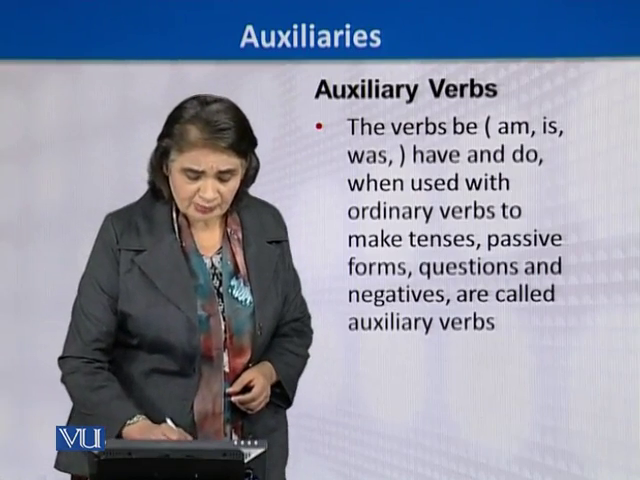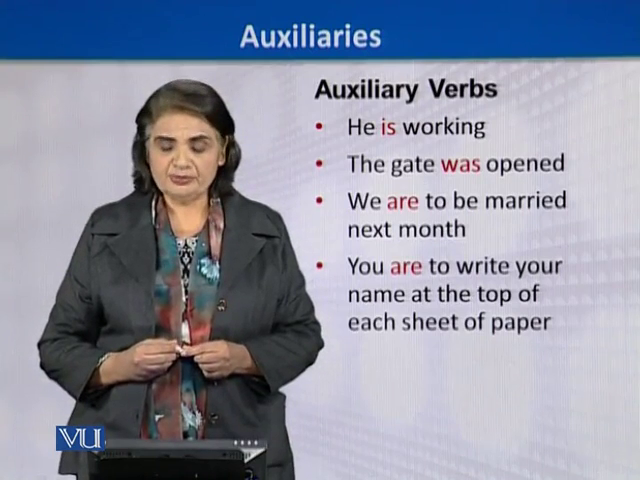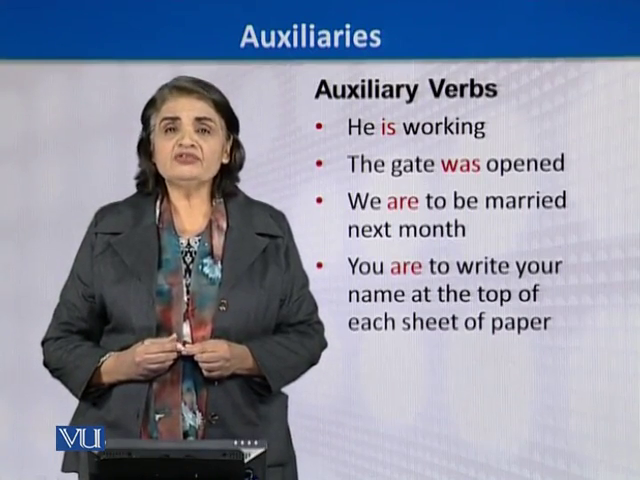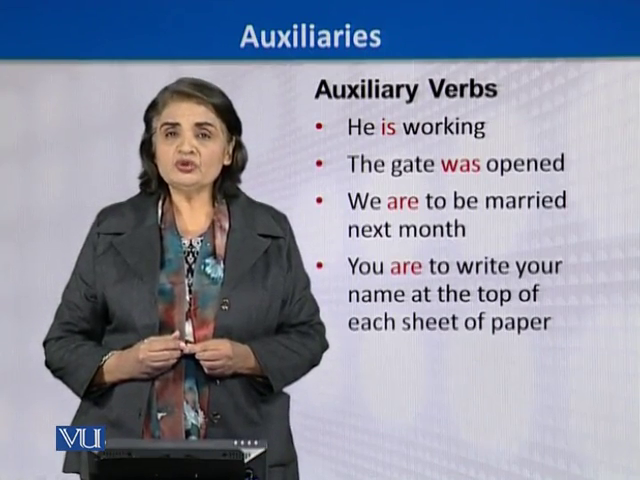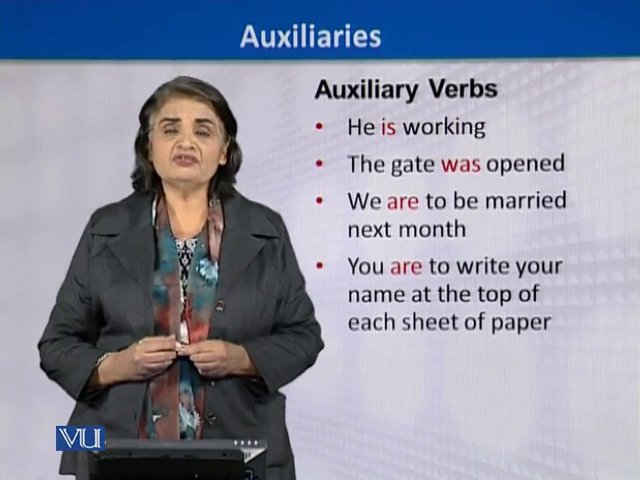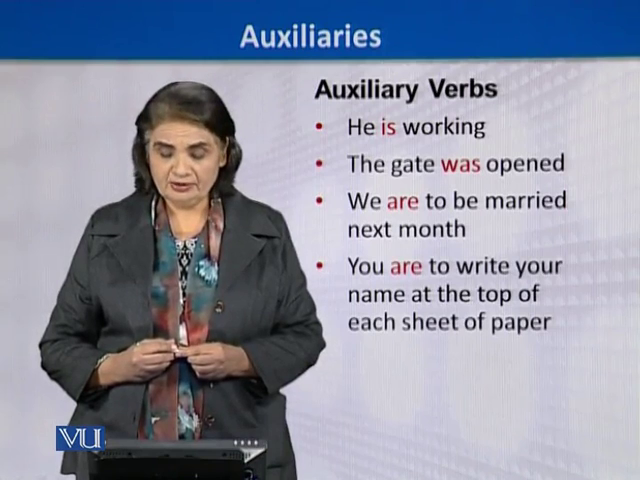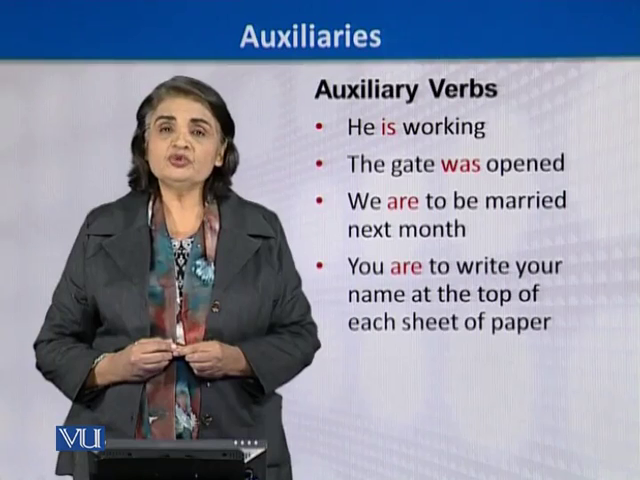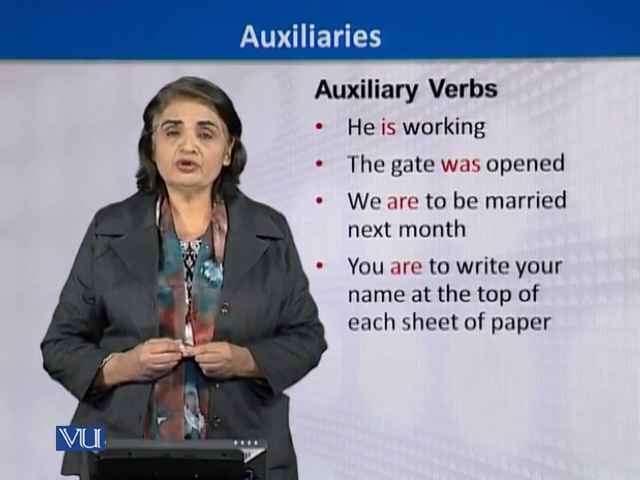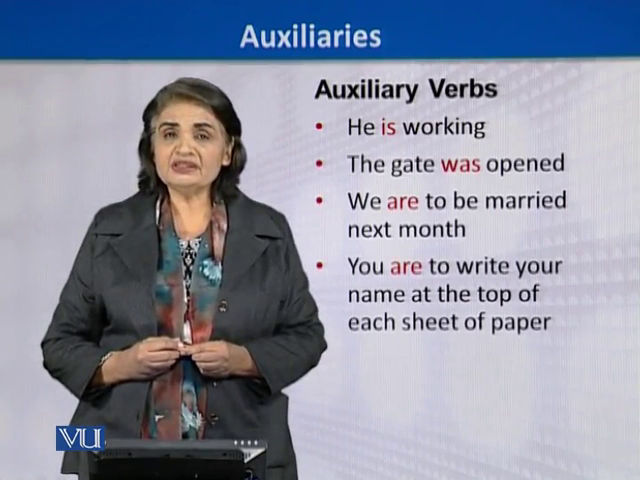Let us look at some examples which show what are the auxiliary verbs. The words in red are actually all the auxiliary words which we know are used in each and every sentence. They are: he is working, the gate was opened. So, if we do not have the auxiliary verb or the helping verb in the sentence, then that means the sentence will be incorrect.